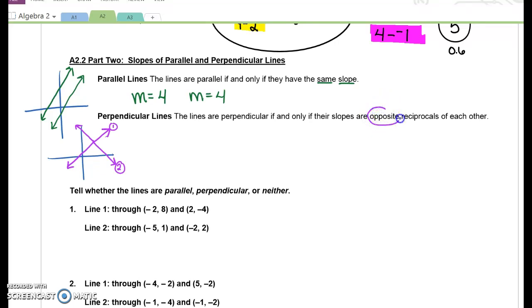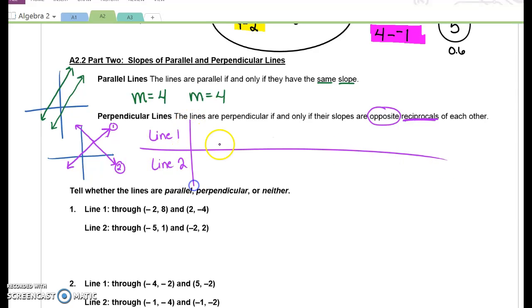So here's this first word in the definition. Perpendicular lines, their slopes must be opposite reciprocals of each other. So I'm going to make a little table for line 1 versus line 2. And we're going to look at some possibilities here. Hopefully after a few examples, you guys will get it. If line 1 has a slope of 3/4, in order for line 2 to be perpendicular, what would the slope of line 2 have to be?